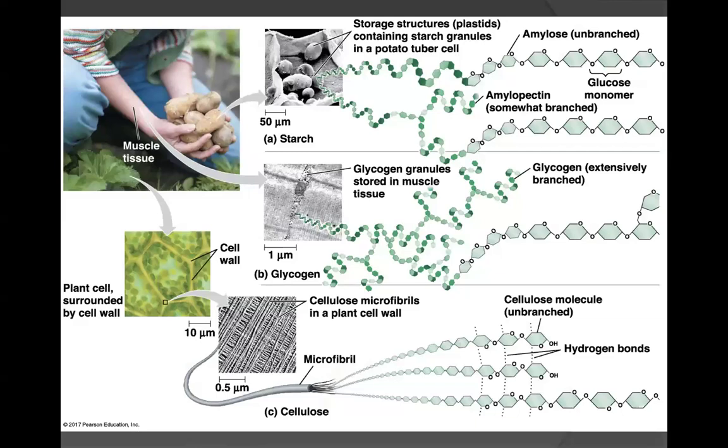This image here shows the structural differences between these polymers. Starch can be broken down into amylose, the unbranched form, and the branched form amylopectin. You can see that there's a straight chain linkage, and this is because it is based off of alpha glucose as the monomer unit. Glycogen, remember, is the animal storage form of glucose, also based off of alpha glucose, and it can also be highly branched.